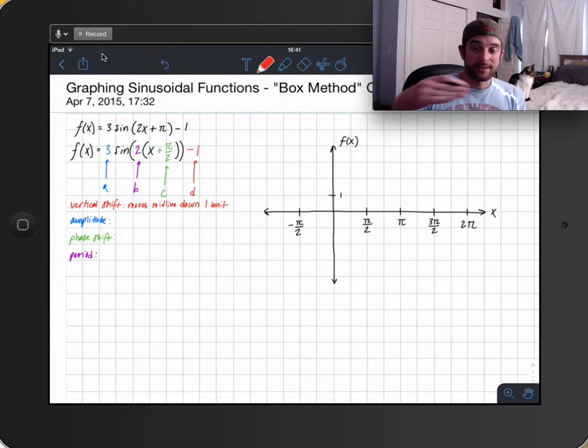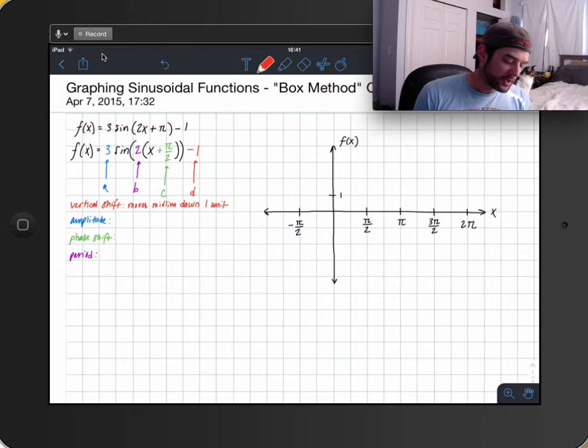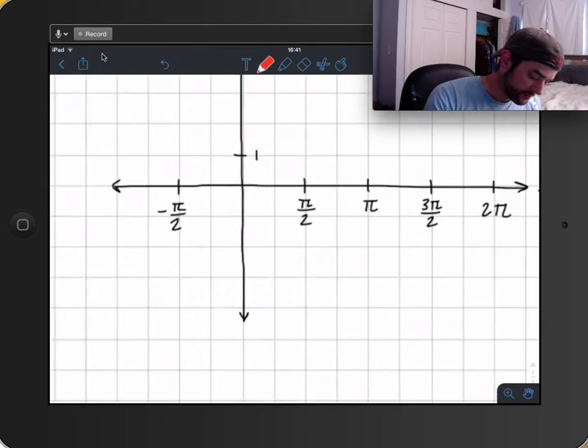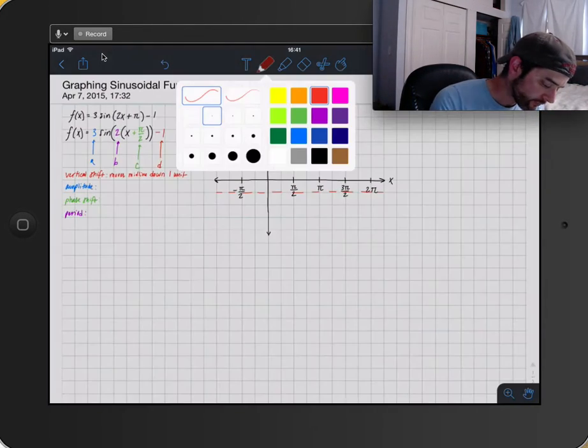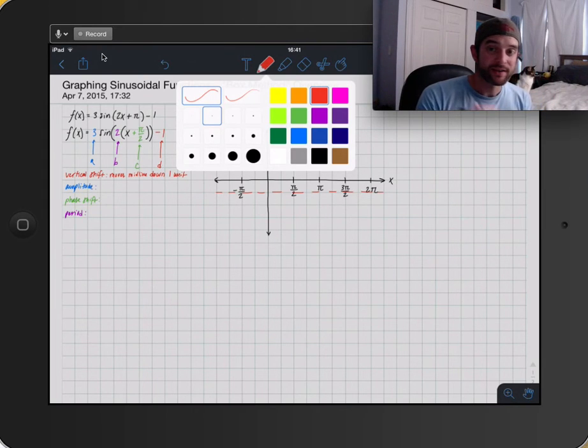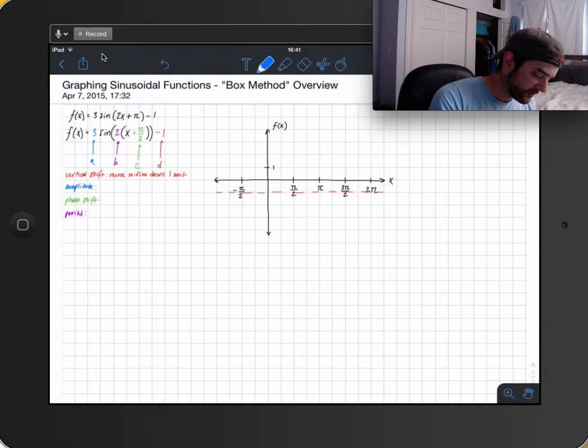Normally the midline is at the x-axis, but in this case, it's going to move down 1. So I'm going to put a dotted line at -1. And I scaled my y-axis by 1. I didn't do anything too crazy with that.